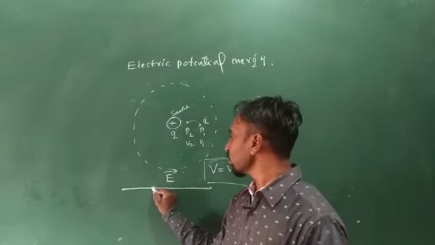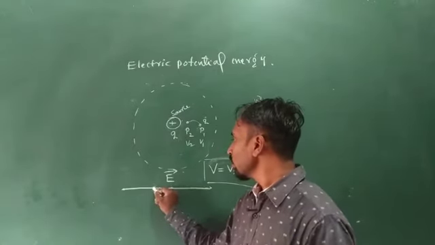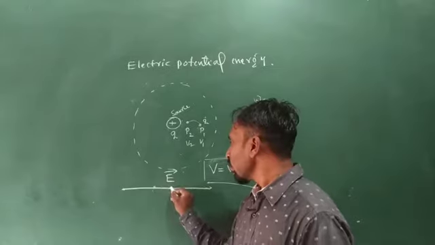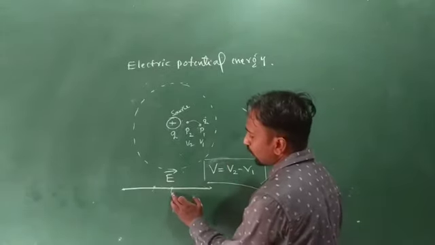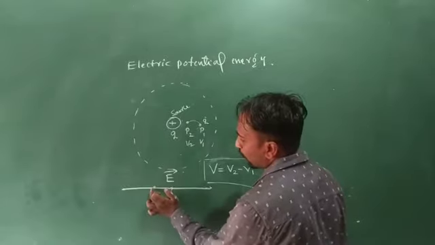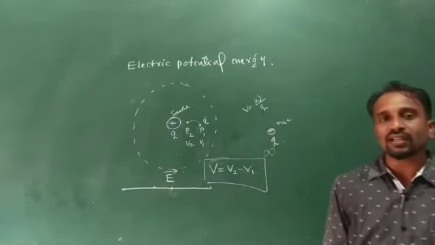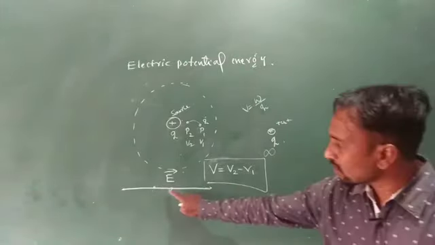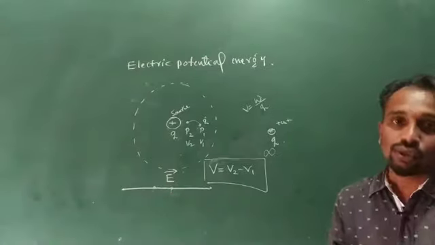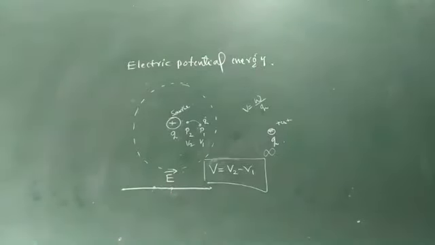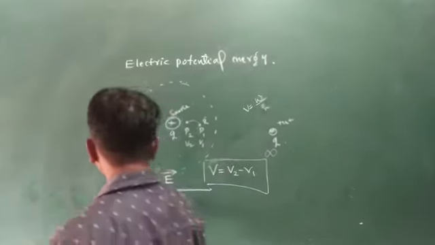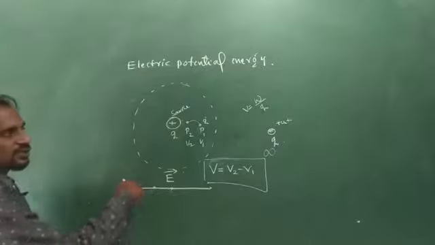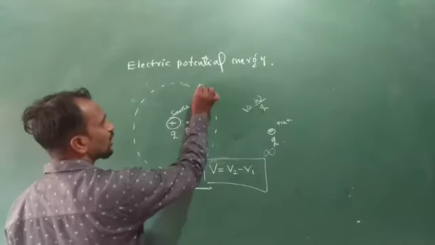And here we consider two points. Suppose a charge is shifted from one point to another point. So this is also what we consider electric potential difference. It means electric potential difference between two points in a conductor in an electric field is the work done in moving a unit positive charge from one point to another point. So this is also what we consider electric potential difference.